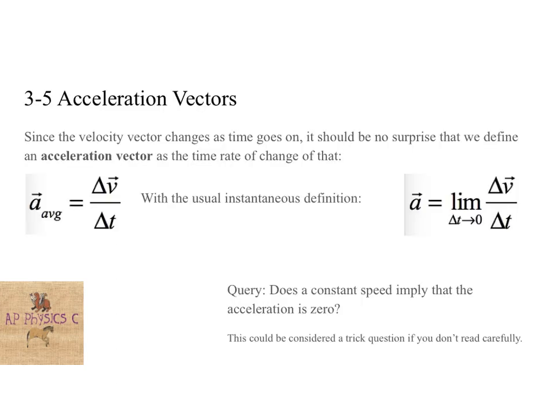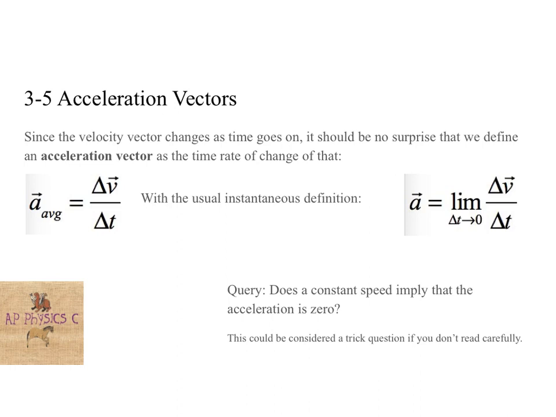Since the velocity vector changes as time goes on, it should be no surprise that we can define an acceleration vector as the time rate of change of that. That is, the average acceleration is still just delta v over delta t. We promote them both to vectors. And then, of course, we have the usual instantaneous definition, which is that the acceleration vector itself is the limit as delta t becomes small of delta v over delta t, or we'd write dv/dt.